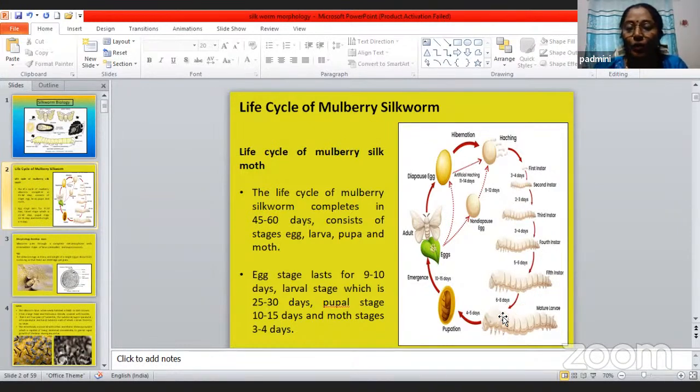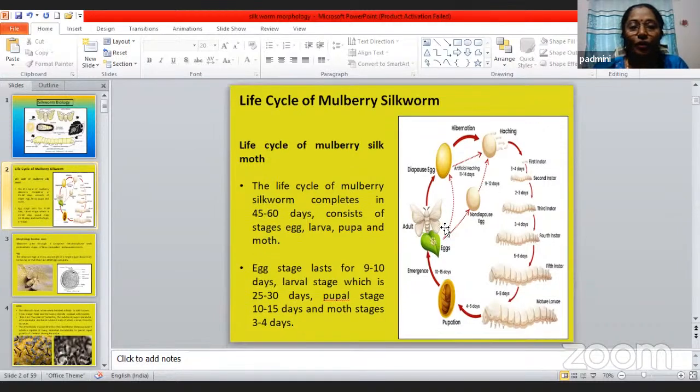So what do you mean by a multi-voltine? The life cycle is not only once, it can be 3 or 4 times. They complete in 1 year, 3 to 4 times of life cycle occurs. So that is called a multi-voltine silkworm. And the pupa stage goes around 10 to 15 days, and a moth stage is just 3 to 4 days is what we are going to talk about.